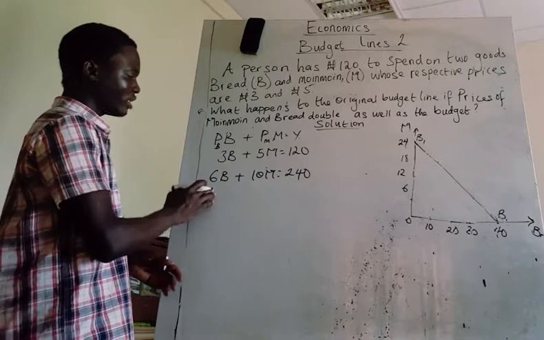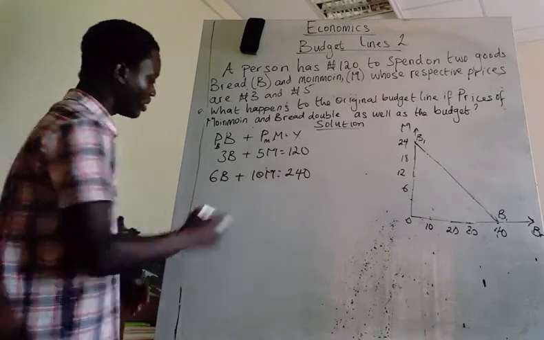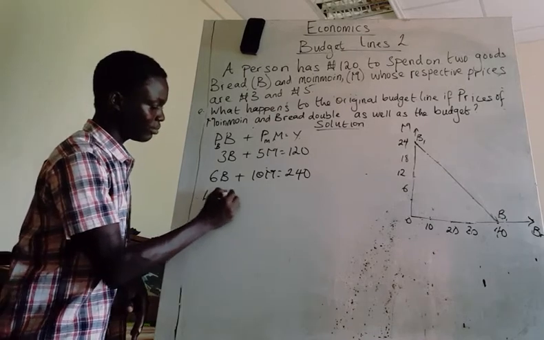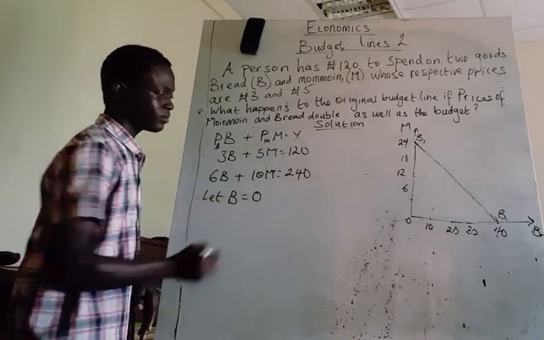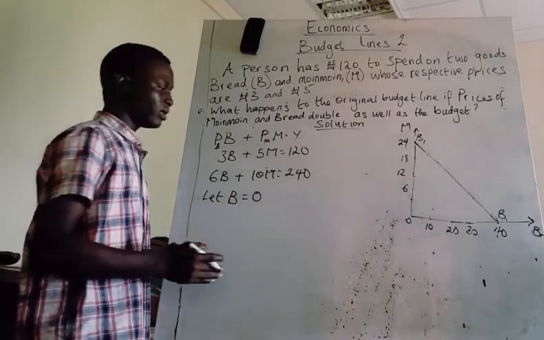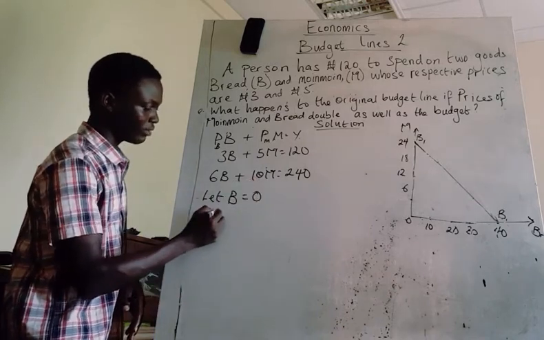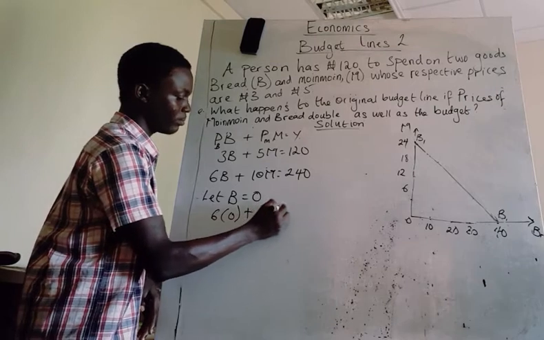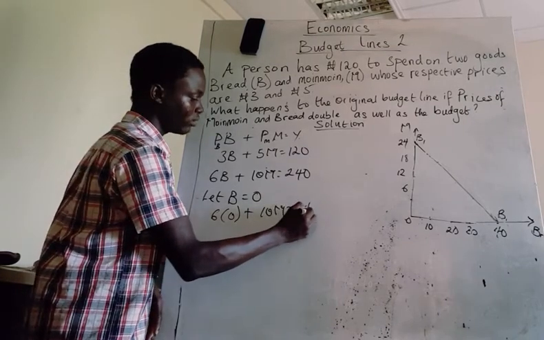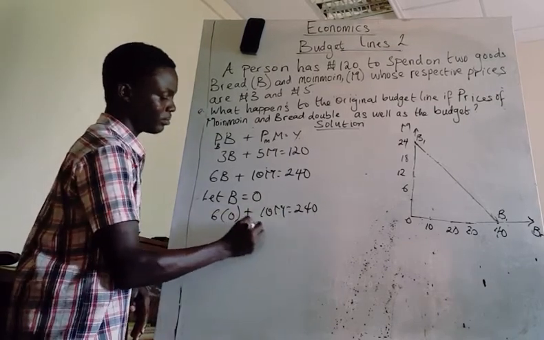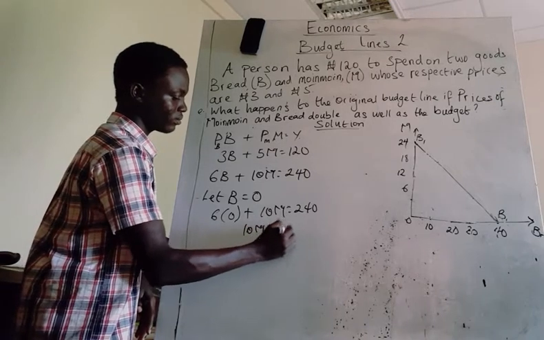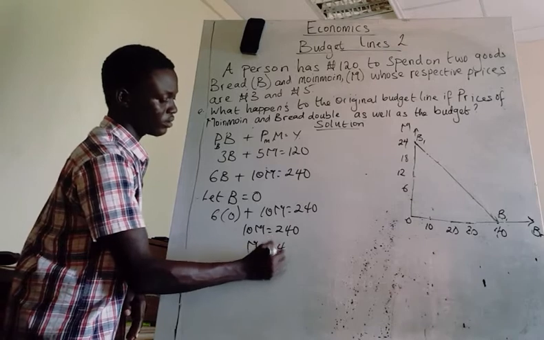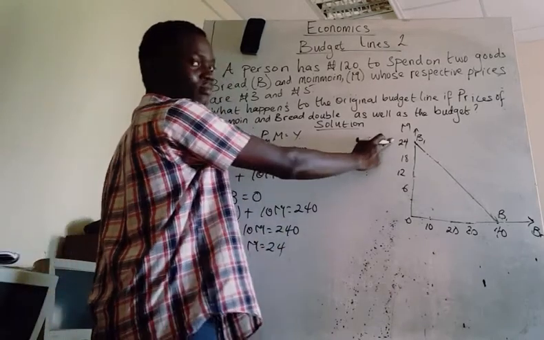Now we have 6b plus 10m equals 240. Let b equals 0, that is our consumer is now spending all of his money on moi. So we have 6 into bracket 0 plus 10m equals 240. So this is 10m equals 240, so m here equals 24. So we still have m equals 24.